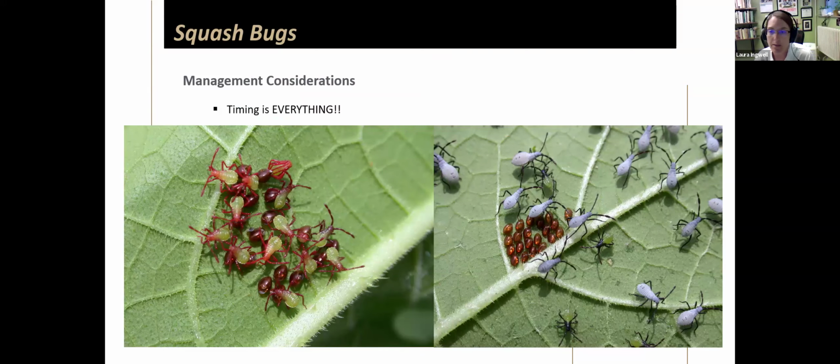And this is an example of how timing is everything. It's easier to manage them if you're timing those applications at egg hatch. And you can see when they first hatch, they can be green and red, turn green and black, and then as they molt, they'll turn into this more gray color and get closer to adults. So trying to make applications when these are aggregated on the plants early in the season will help manage those populations.